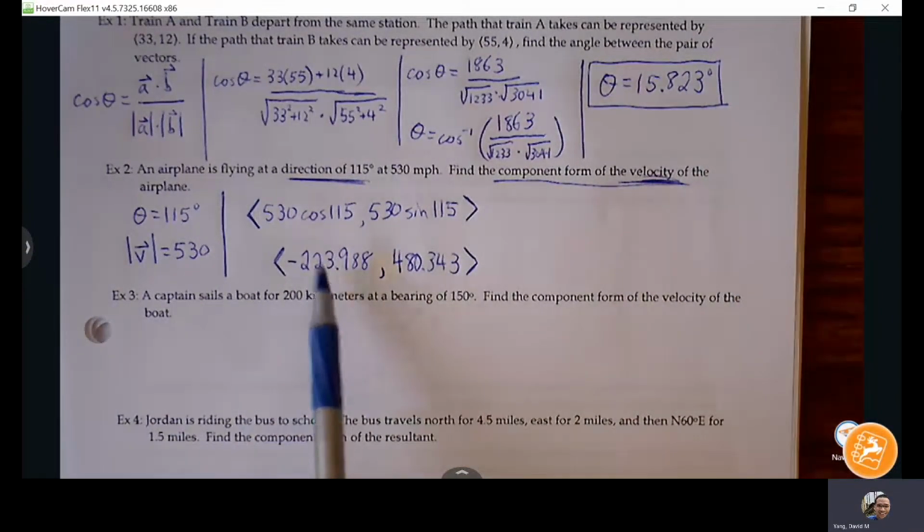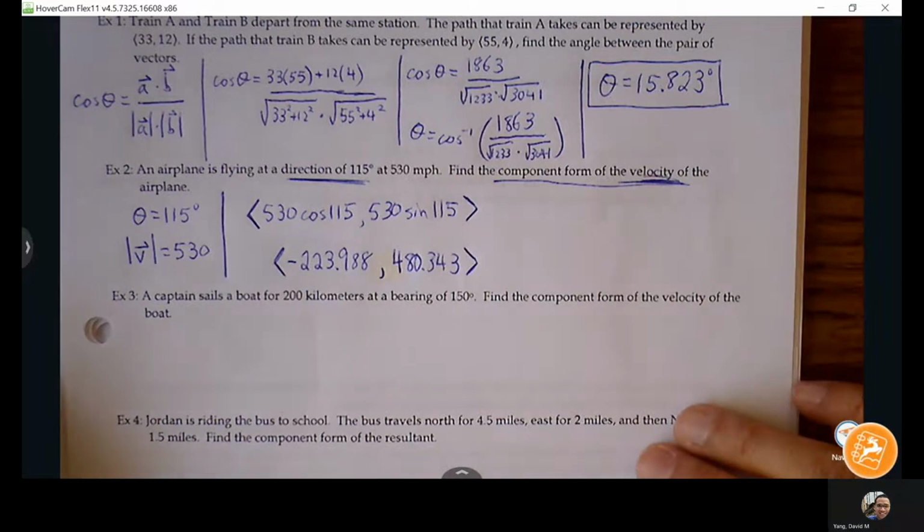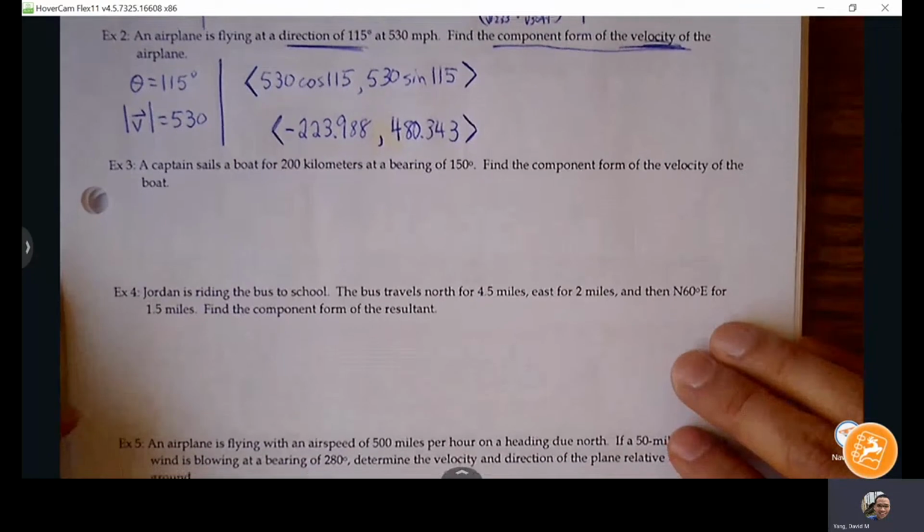The nice thing about getting everything into component form is that later on, when there are different vectors, different forces acting on the same object, if we can break everything down into a horizontal and vertical component, we can add everything up very nicely. We can get the true result of those two forces acting on the same object. Okay, everybody good with number 2?